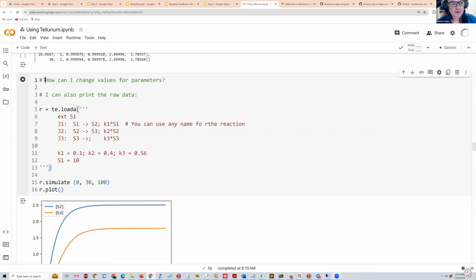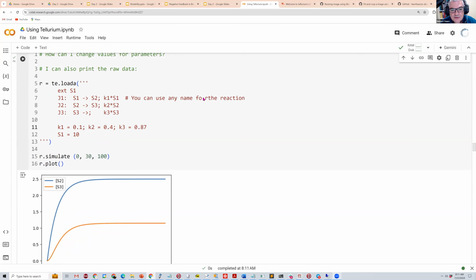The question here was, how can I change values for parameters? I mean, of course, I can change them here, right? I can change the parameters there, but how do I change them afterwards? So let me run this. So that's the simulation on this one. So this is a longish pathway. It has one external species S1 that's fixed and 3 reactions. The last one has an empty sink metabolite, I call it, but I don't care so much about that. And it's not part of the rate law either, so I really don't care.